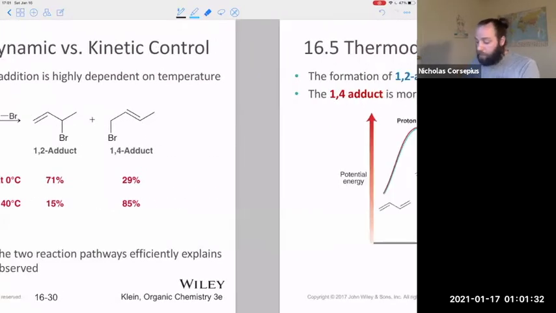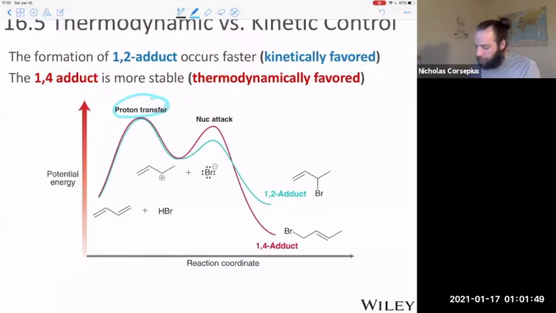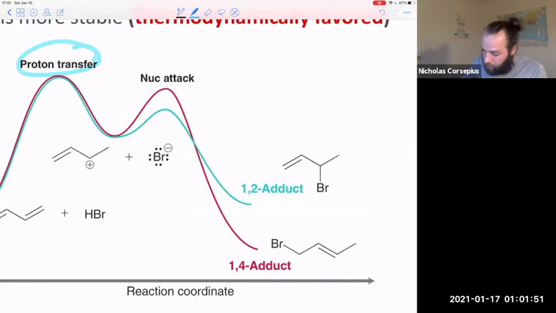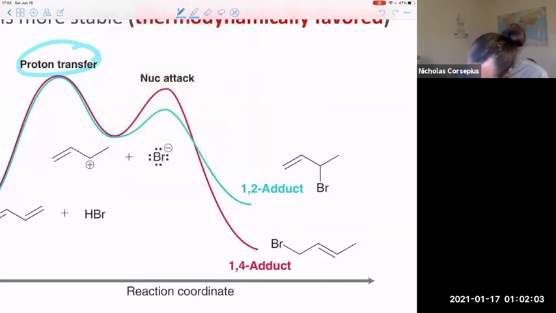If we wanted to diagram that out with one of these potential energy diagrams, this is sort of what it would look like. And this has two key parts. So notice that for both of these pathways, the proton transfer step is the same, right? It's what happens after that that's different. So if we zoom in here, there's two main features of this curve that are different. One is the height of this barrier. Let me actually use the same colors. One is the height of this barrier here.